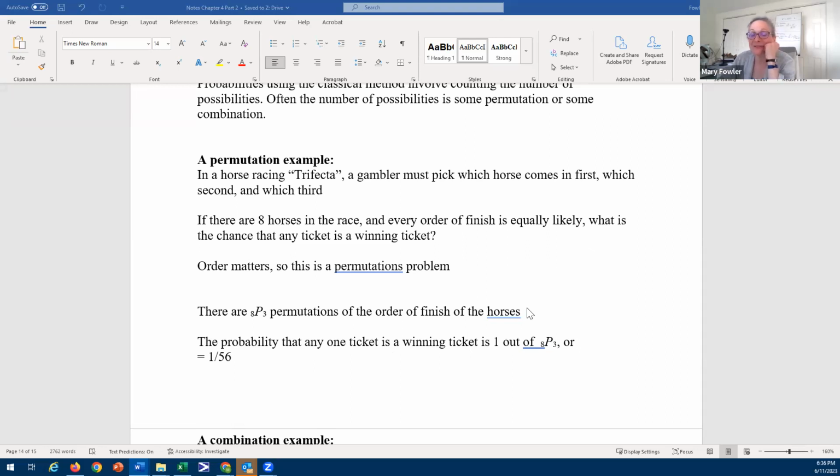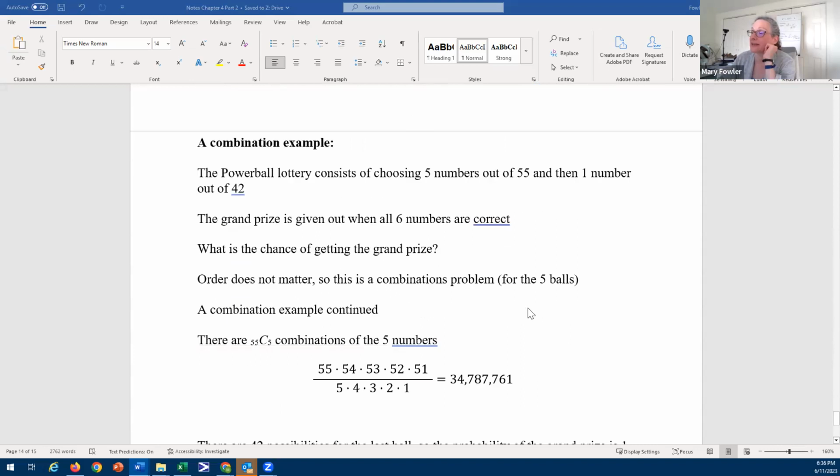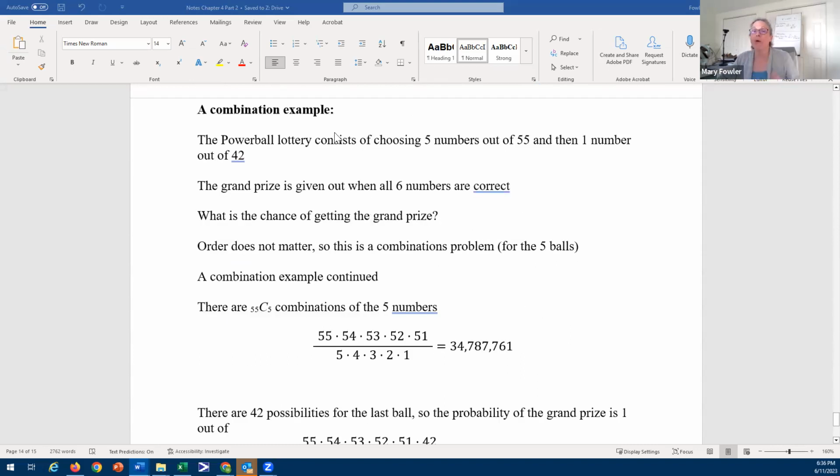Okay, so let's consider another example, and it's another gambling example, a combination example. The Powerball lottery consists of choosing 5 numbers out of 55, and then 1 number out of 42. And the grand prize is given when all 6 numbers are correct. And we're asking, what is the probability that any one ticket, with 5 out of 55 and then 1 out of 42, is a grand prize winner?